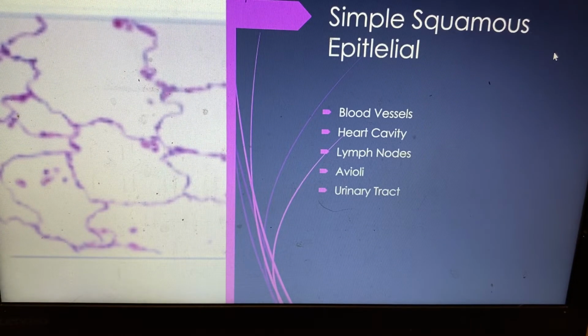Simple squamous epithelial cells are thin cells in a disc-like shape. They facilitate diffusion. The thinness of the cells eases the exchange of air, in the case of CO2 and oxygen, within the alveoli of the lungs, fluids within the lymph nodes, nutrients in blood vessels, and toxins through the kidneys and urinary tract. They can be found in blood vessels, the heart cavity, lymph nodes, alveoli, and the urinary tract.